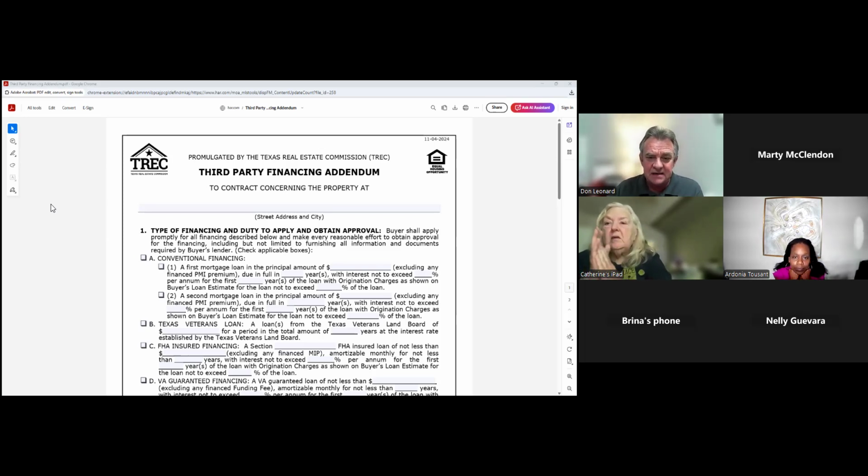The third-party financing addendum is, if it's not the most common addendum used in a real estate transaction, pretty darn close. It might rival the HOA addendum. One of those two is probably the most common one we use. The majority of our properties are financed, and of course financed from an outside party to the transaction. That's why it's called a third party.